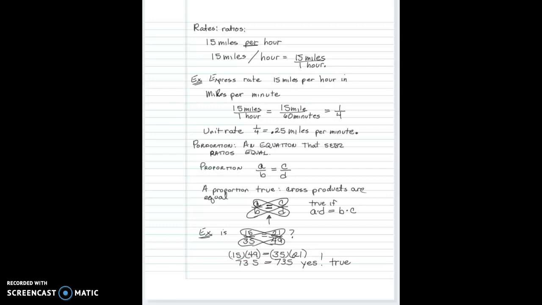Is 15 over 35 equal to 21 over 49? And when I look at my cross products, that would be 15 times 49, and the other cross product would be 35 times 21. Since both products equal 735, yes, it's true.